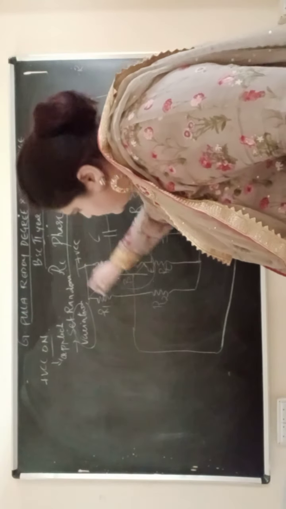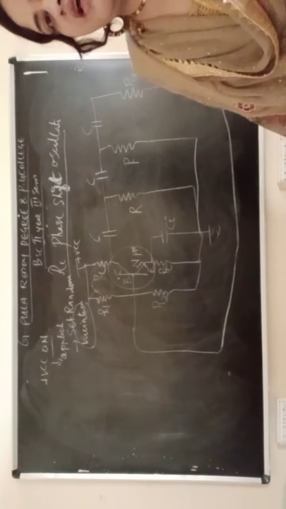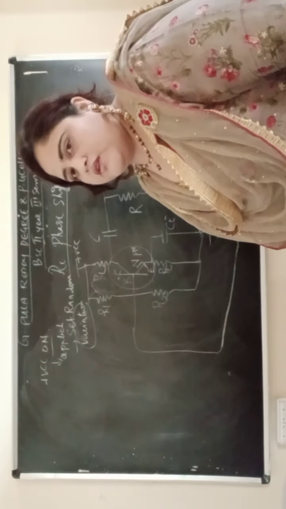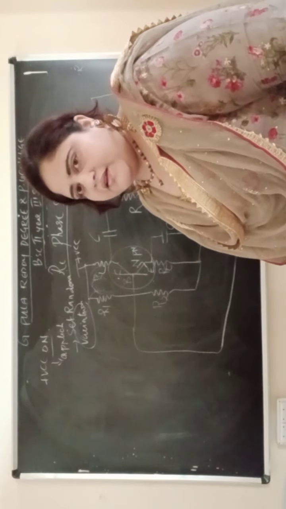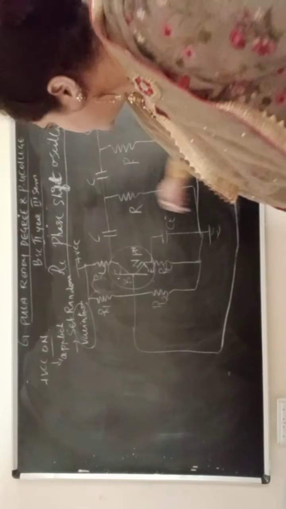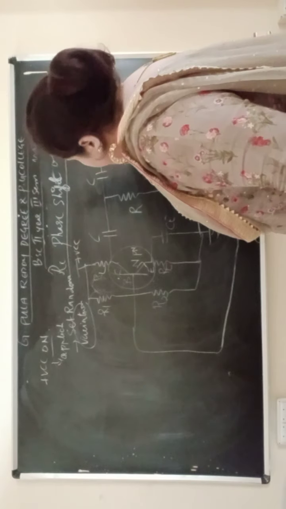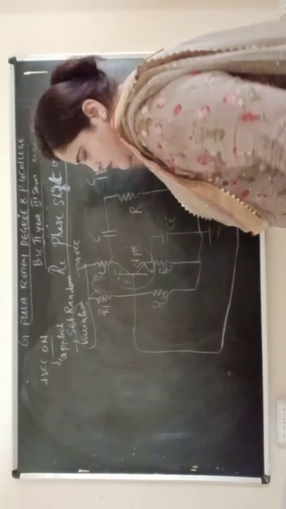This part of the circuit is known as the collector circuit. Amplify means, random variation means small variations like this or anything, and it will amplify in the collector circuit.